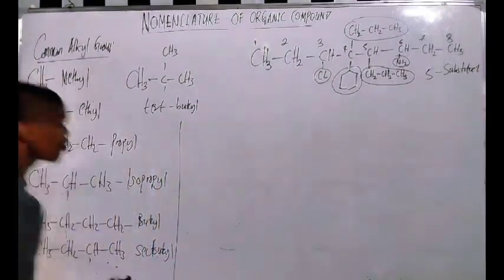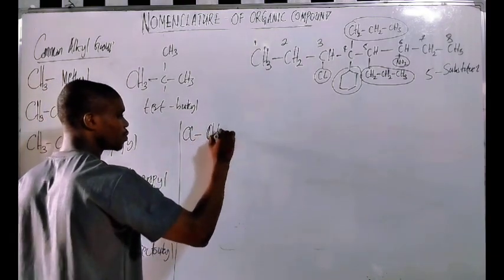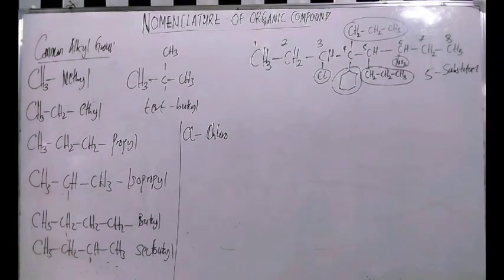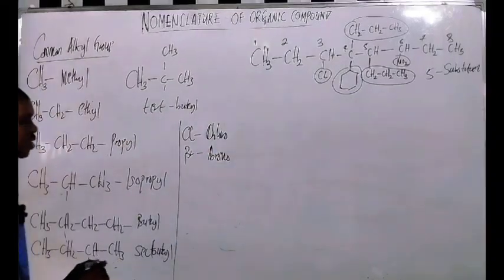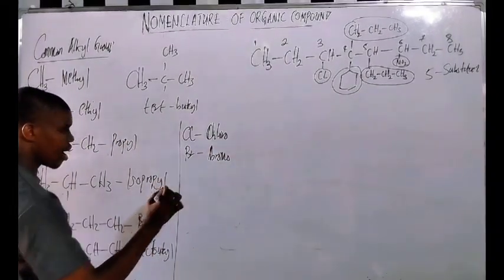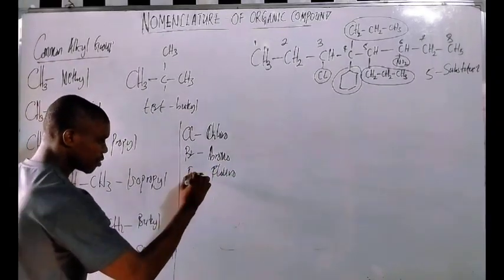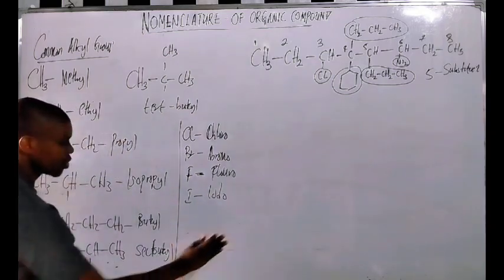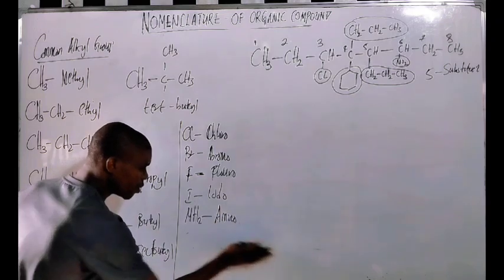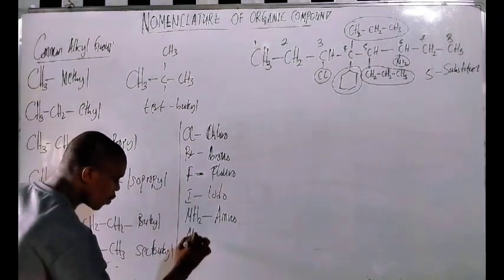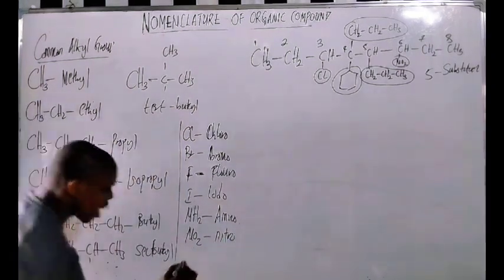Now we also have other substituents you have to know. Cl is called chloro. Br is bromo. F is called fluoro. I is called iodo. NH2 is called amino. NO2 is called nitro.